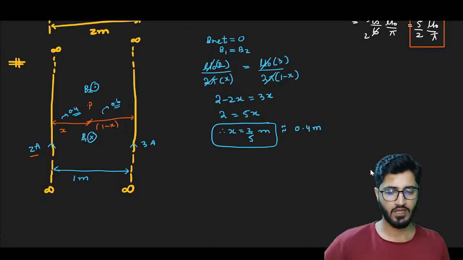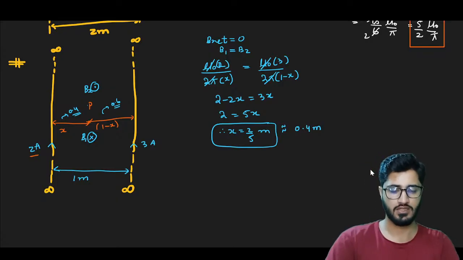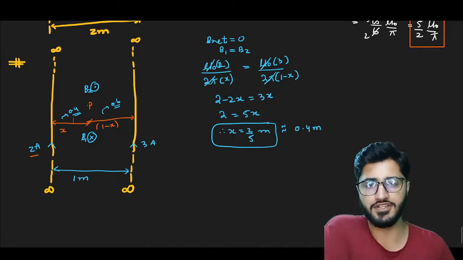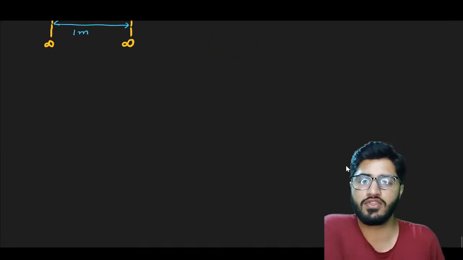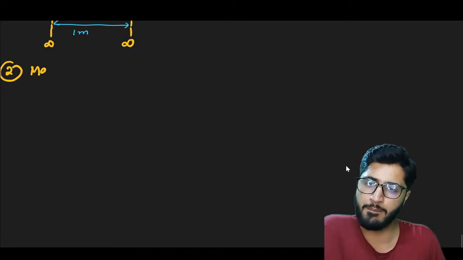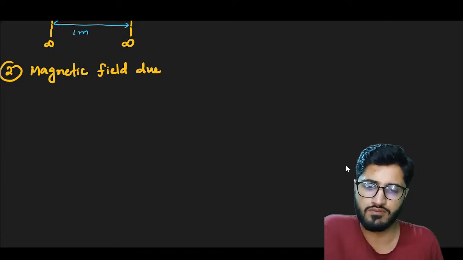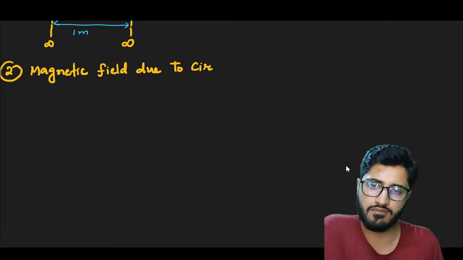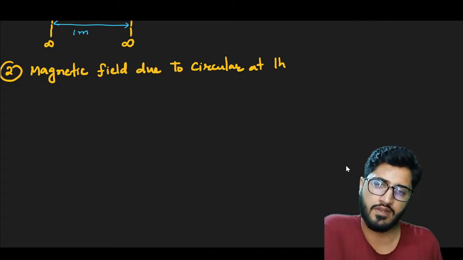Okay. If no confusion, let's start the second application part. Second application: magnetic field due to a circular arc at the center.